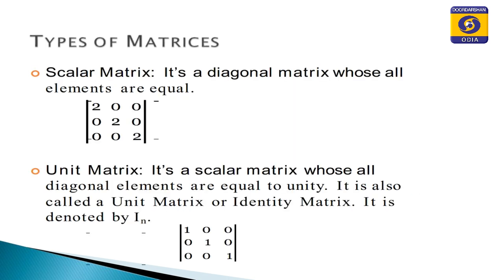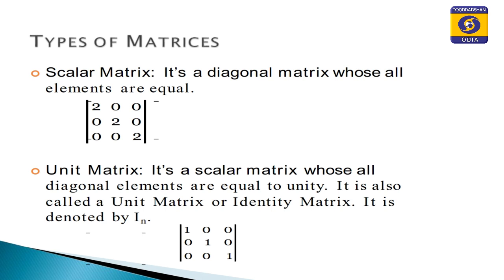Next is the scalar matrix. A diagonal matrix whose leading diagonal elements are all equal is a scalar matrix. Here is an example of a scalar matrix: 2, 0, 0, 0, 2, 0, 0, 0, 2.